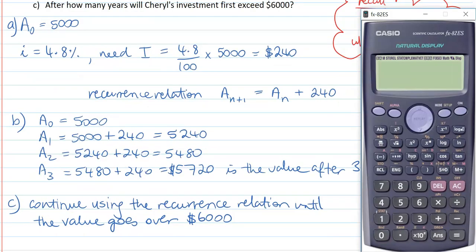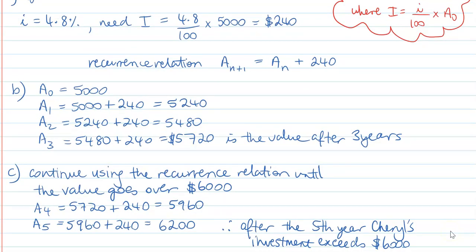Okay, so part C, we need to figure out how many years until Cheryl's investment will first exceed $6,000. Okay, so really easy to do on your calculator. Chuck in your initial amount and the interest that's being added. Then you can just use your answer button and repetitively add on that interest. So there's your 2 years, 3 years, 4 years. Looks like in the 5th year after she invests, it goes over the $6,000 mark.